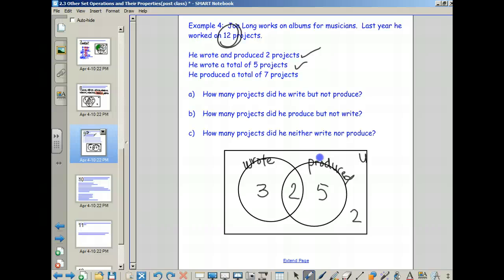Okay. Now, once the diagram is complete, the questions become really easy to answer. Right? First question, part A, how many projects did he write but not produce? That's 3. The outside part over here. How many did he produce but not write? 5. And how many did he neither write nor produce? 2. Easy questions once the picture's done, right? Yes.